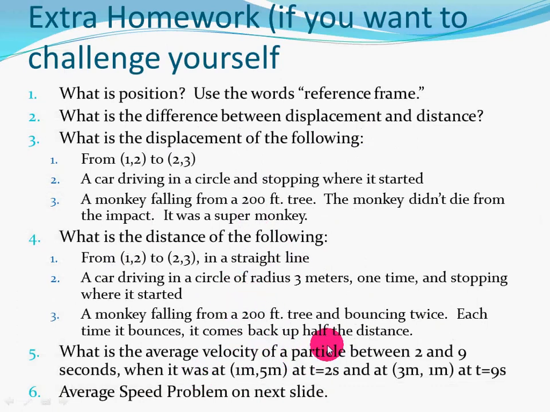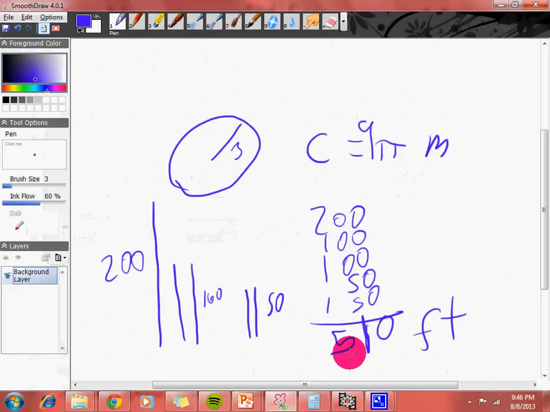What's the average velocity of a particle between 2 and 9 seconds when it was at this point at 2 seconds? Oh, wait a second, I'm sorry. It was at this point at 2 seconds, and then this point at 9 seconds. Alright, so I can already tell that delta t is 7.